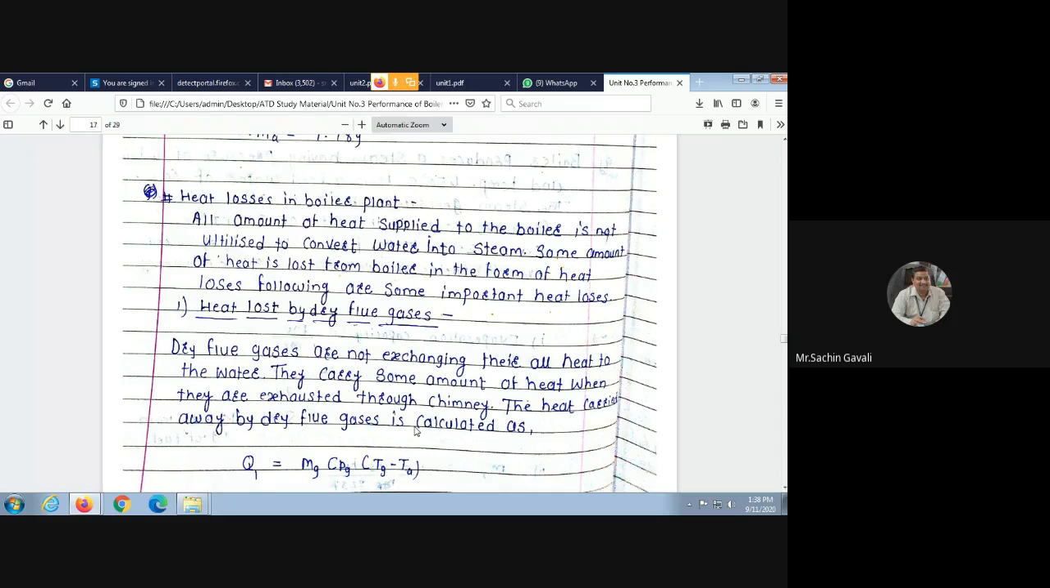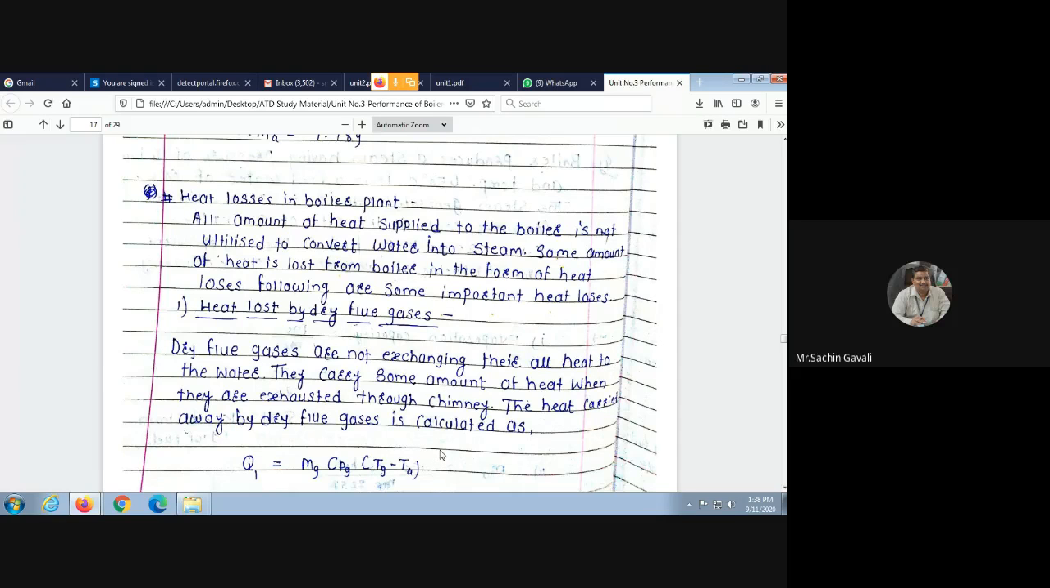Then heat loss by the dry flue gases. When the flue gases leave the chimney, they still carry some amount of heat with them. It means they have not utilized all the heat to give to water and convert it into steam. Some amount of heat remains with them, and they carry that heat while leaving the chimney. That is a loss for us, because we are considering the whole mass of fuel into calorific value. Therefore, it acts as a loss.